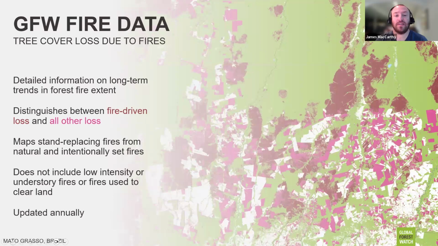The data set maps stand replacing wildfires and includes fires caused by lightning, as well as those caused by humans. Because the data is intended to map tree cover loss due to fire, it does not include low-intensity fires or understory fires. It also does not capture fires that are used to clear recently deforested areas, because in those cases, the initial cause of forest loss is logging. Land clearing fires that escape into the surrounding forest, however, are captured in the data, which is updated annually. Next slide.